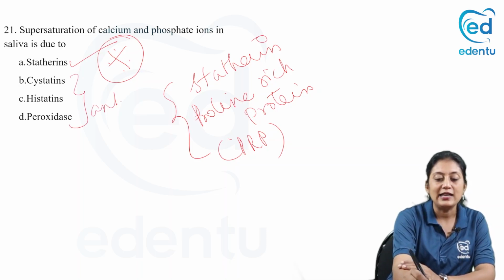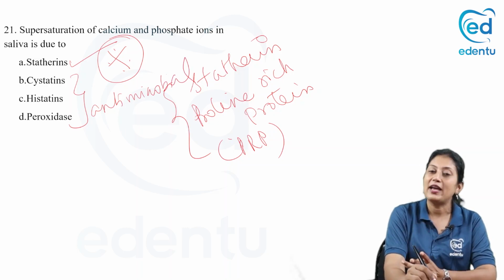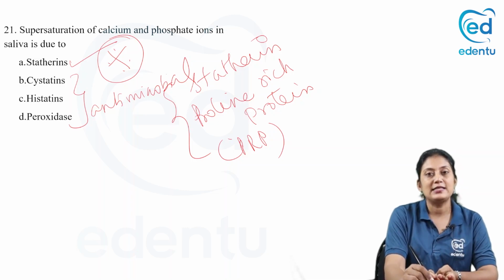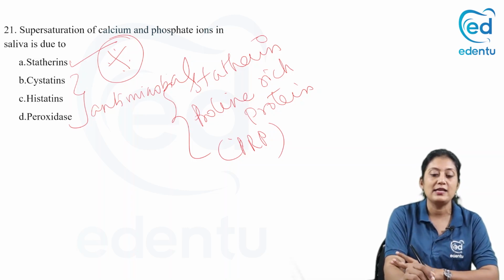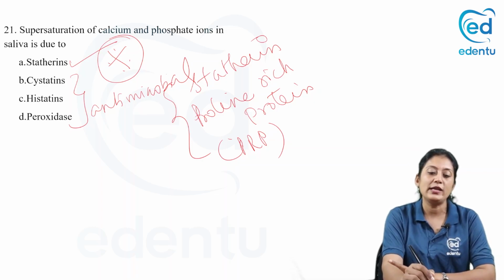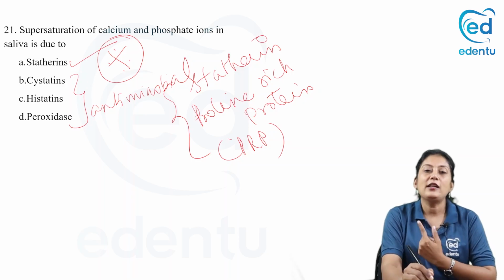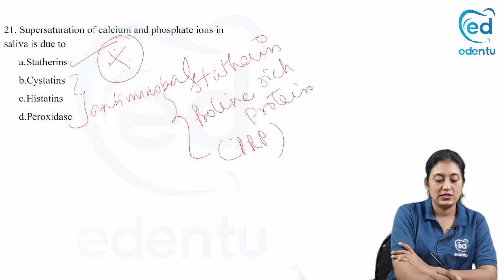All these are antimicrobial agents. Saliva also has antimicrobial property against bacteria, virus and fungi. So histatin, cystatin and peroxidase are antimicrobial agents, whereas statherin and proline rich protein help in supersaturation of calcium and phosphate. Bicarbonate and phosphate ions act as buffers.